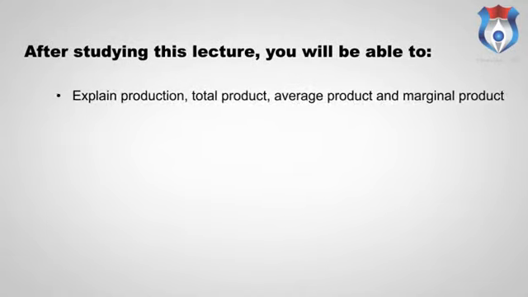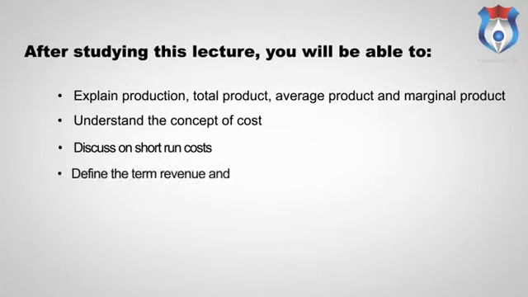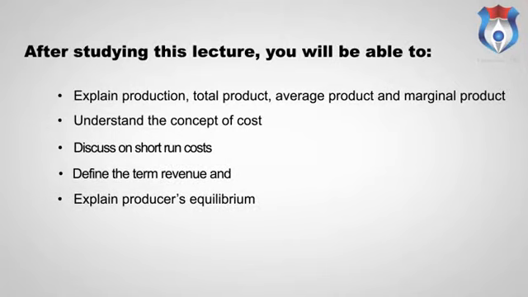Hello students, welcome to the lecture on production, cost and revenue, and after this lecture we will be able to learn the following objectives. Explain production, total product, average product and marginal product. Understand the concept of cost. Discuss short-run costs, define the term revenue and explain producer's equilibrium.